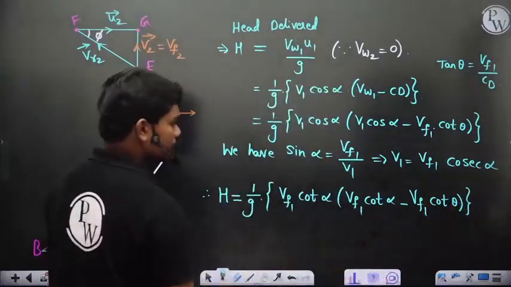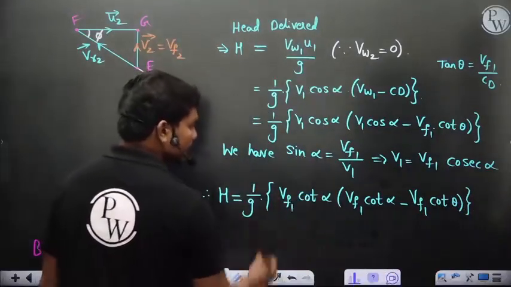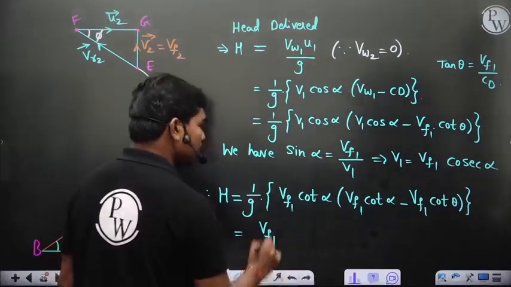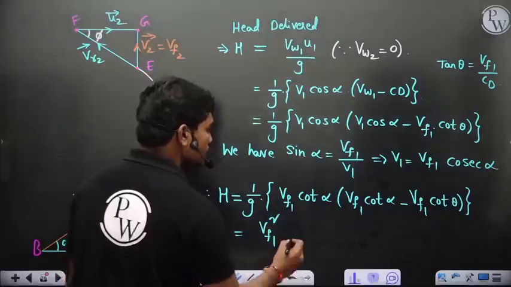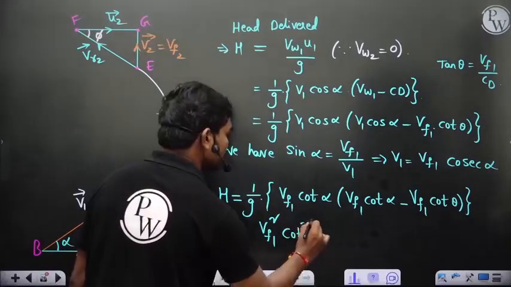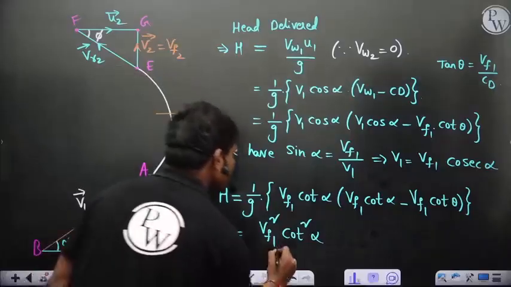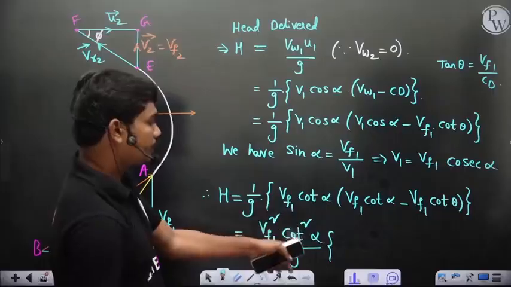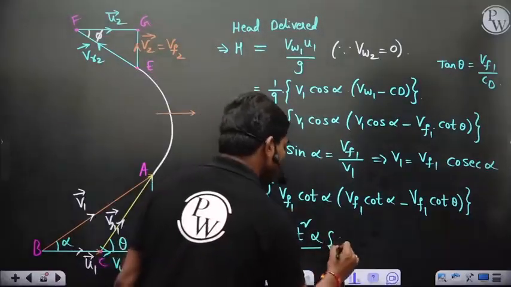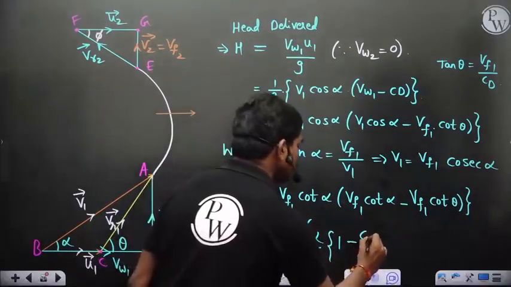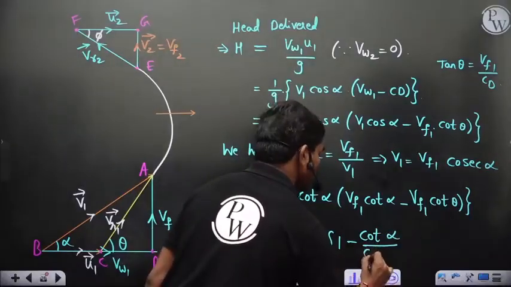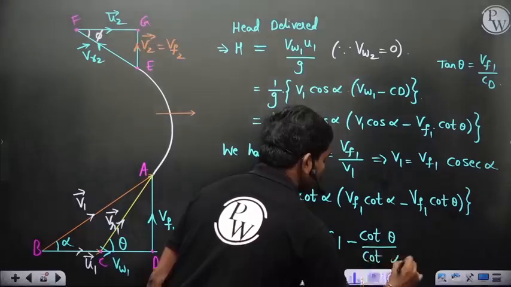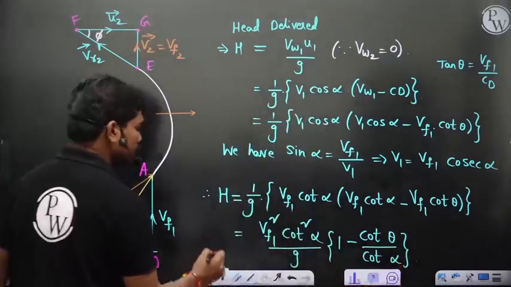So ultimately, if you take out this VF1 squared common, and cot squared alpha, we have VF1 squared cot squared alpha by g into 1 minus, VF1 and VF1 get cancelled, cot theta by cot alpha. So this is the expression for the head delivered in this case.